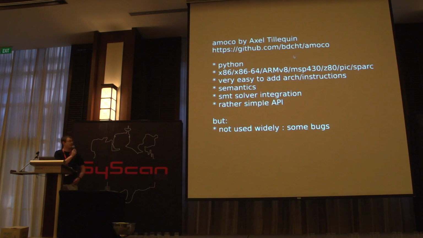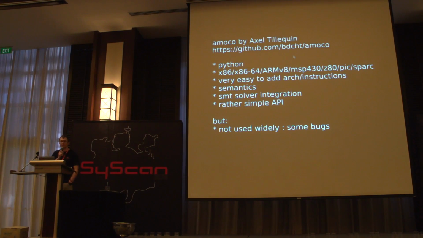It's really cool. It's Amoco. It's developed by my boss, so I have to do this pitch. Axel. This one is developed in Python. It supports x86, ARM, MSP, Z80, PIC, Sparc. The cool thing with Amoco is it's very, very easy to add new instructions or architectures. It took me like 2 hours to add x86 FPU instructions decoding and encoding, so that's pretty cool. It also has semantics support.